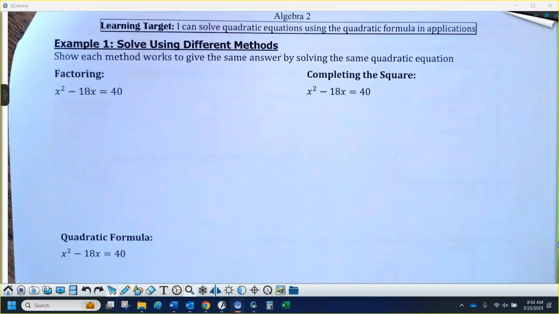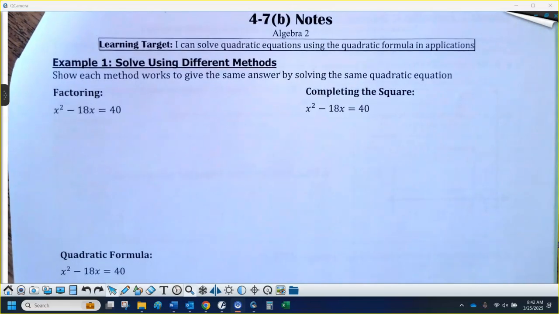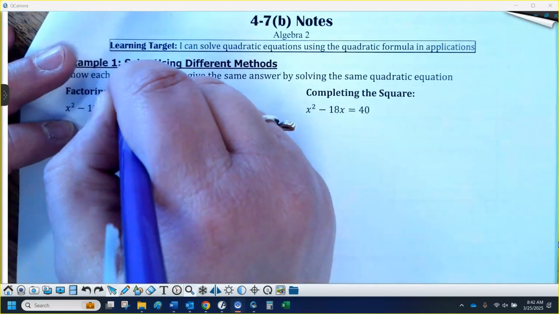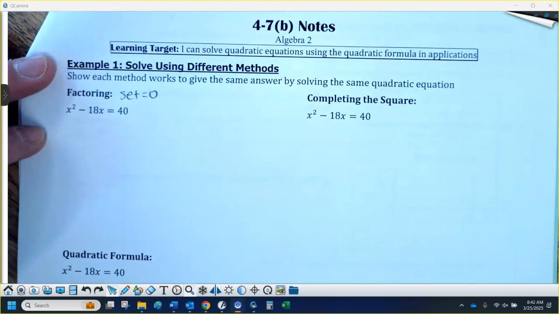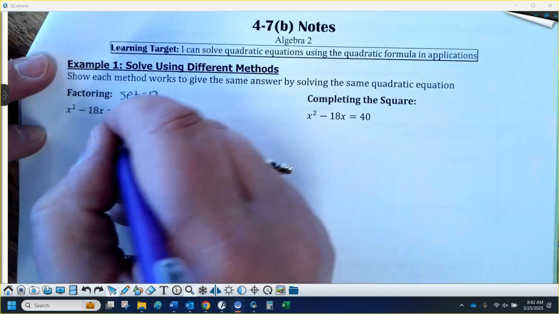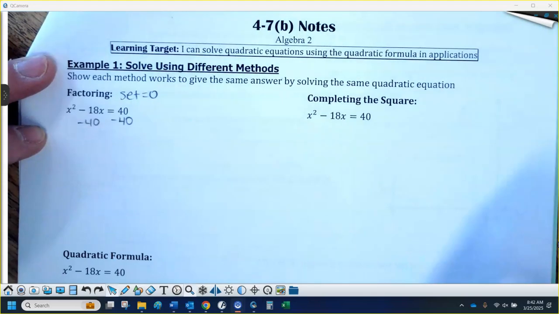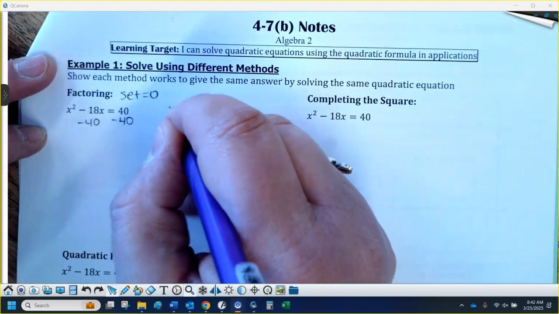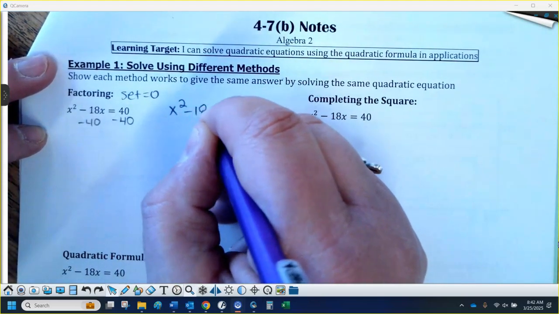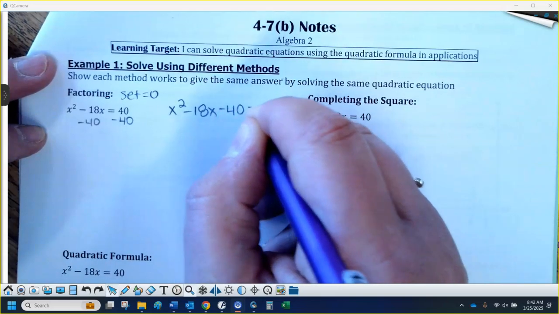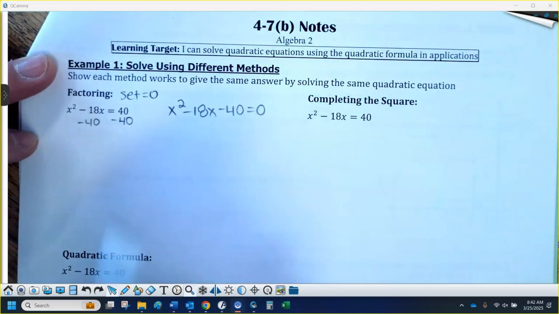So we're going to review factoring here real quick at the beginning. If you want to factor, set it equal to 0. So I'm going to start out and move the 40 to the other side real quick. So my problem's really x squared minus 18x minus 40 is equal to 0.